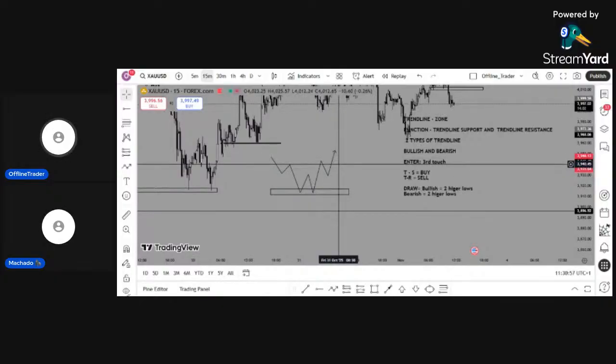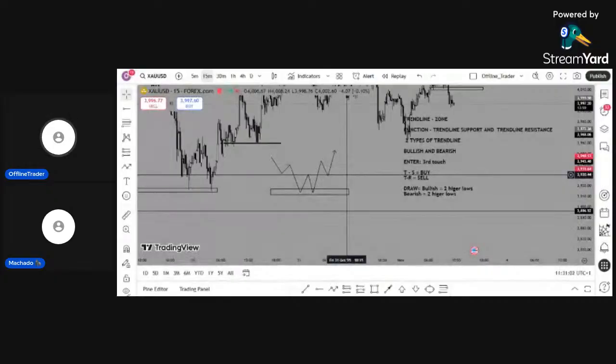Okay. Let's now analyze this market together, this diagram. Let's say this diagram is a fresh chart. We just hop into the chart. So what do we need to do first?